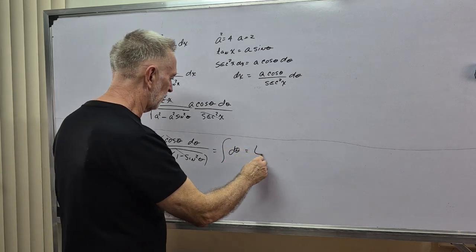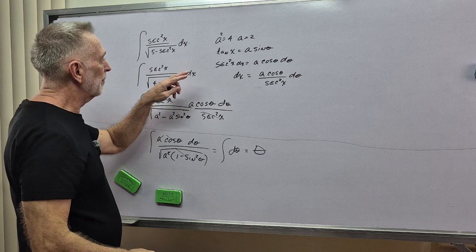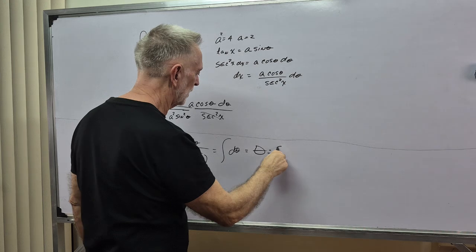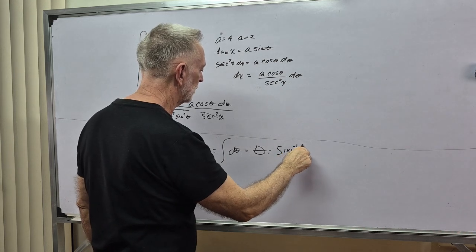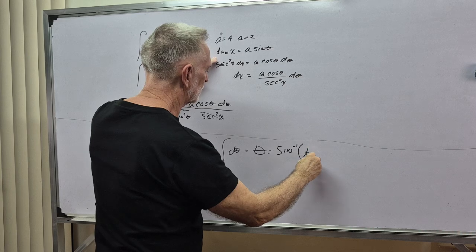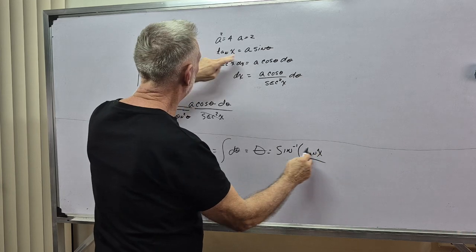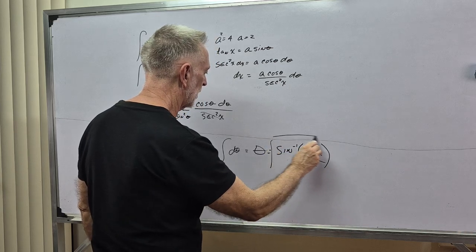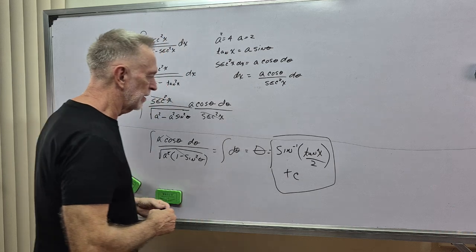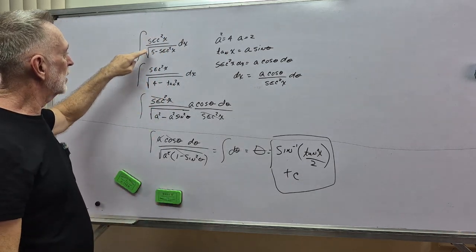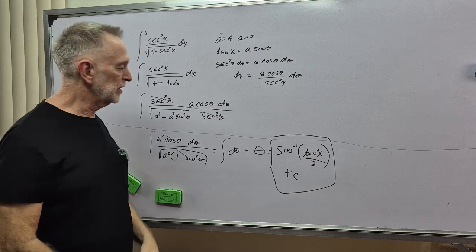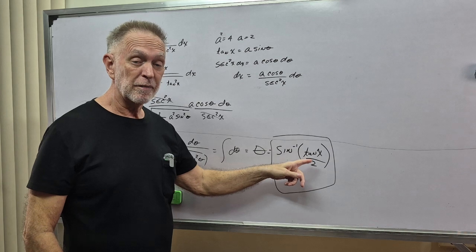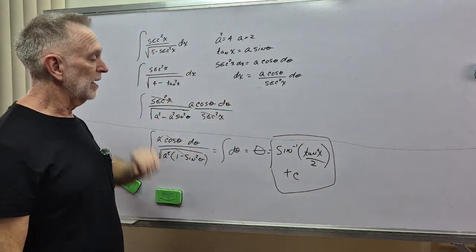What is that? Well, that's theta. So now theta would be sine inverse of tangent x over a. A was 2, plus c. And that, my friend, is the integral of secant squared x over the square root of 5 minus secant squared x. I would encourage you to take the derivative of that and see if you get this guy.